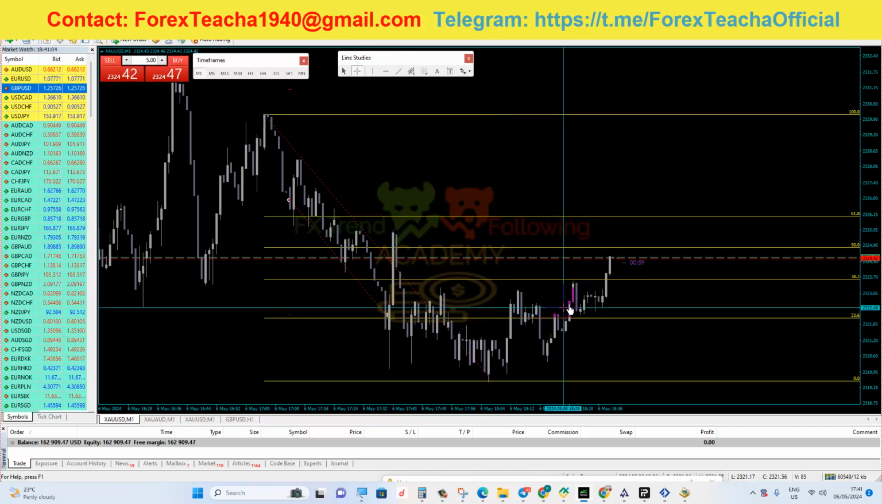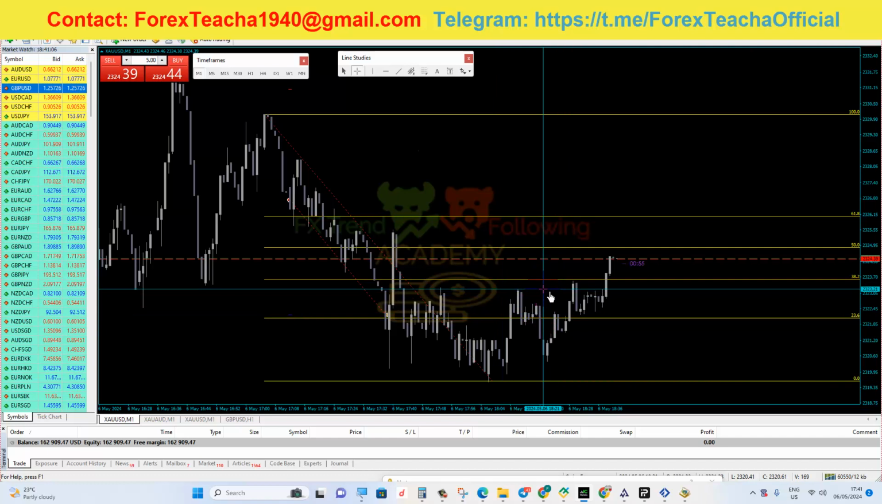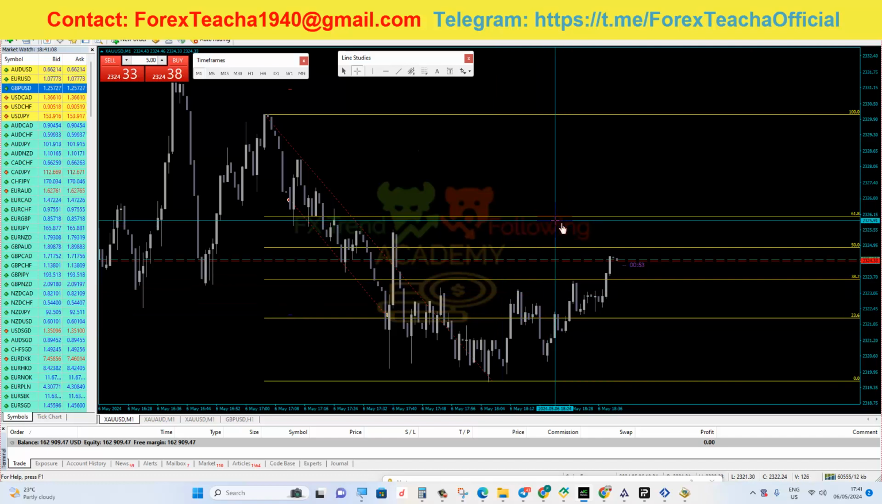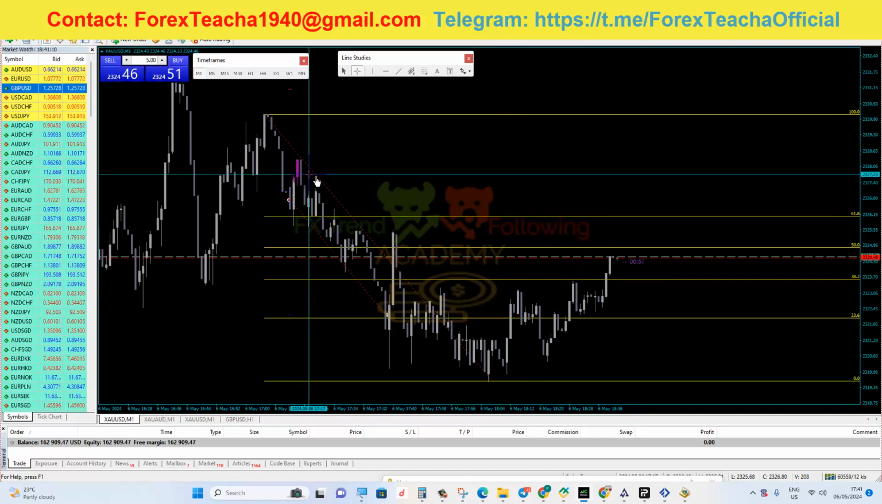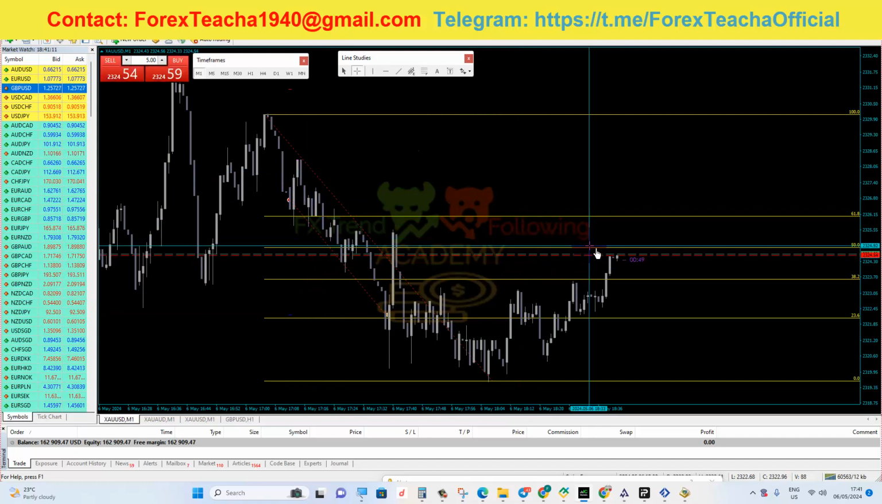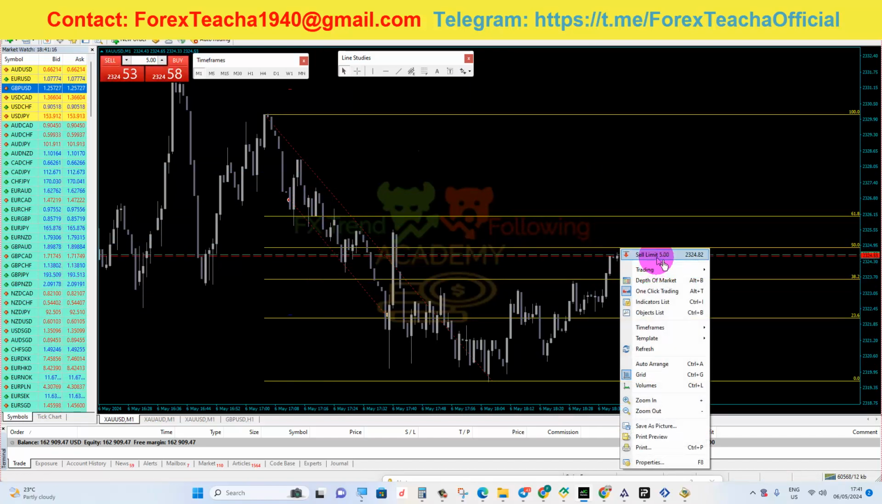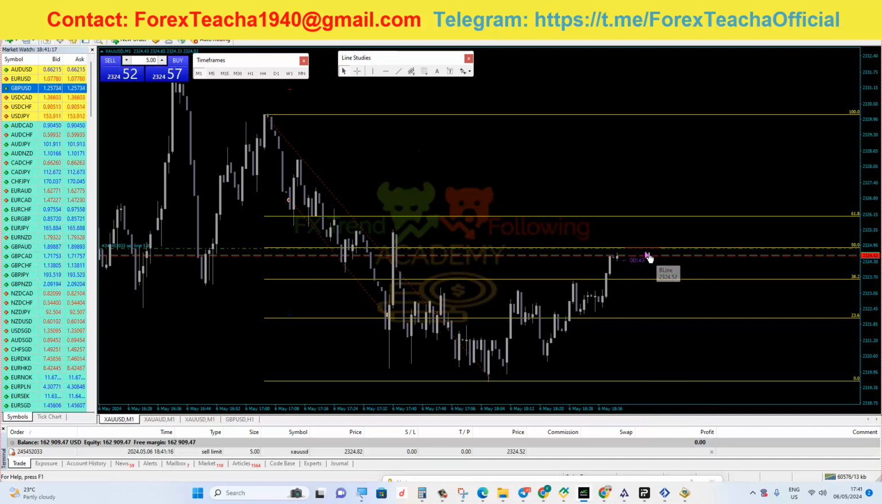If I also want to re-enter trades, I can also use the Fibonacci retracement tool. What it does is that when it reaches this level, I can actually just put an order right here. But don't rush to put the order.